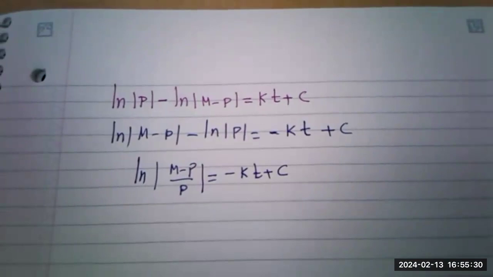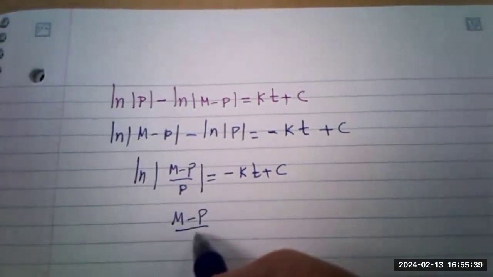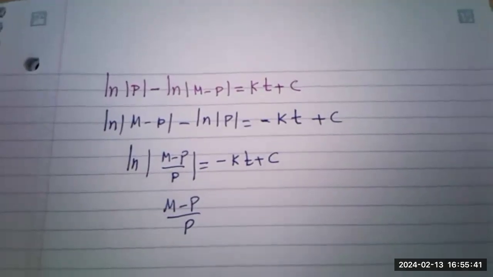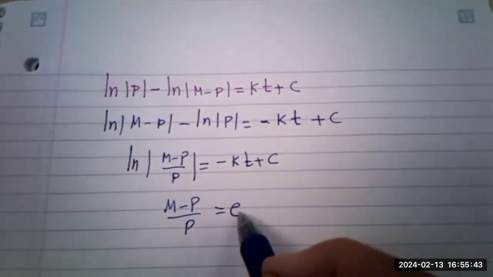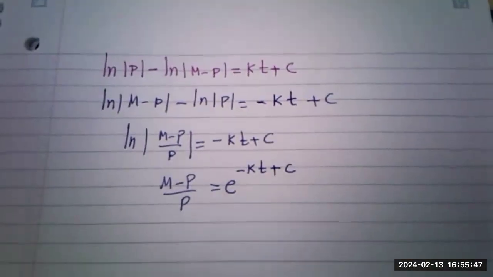So change it to the exponential form. The base of the natural log is e. So this would be (m minus p) over p equals e to the negative kt plus c. Okay, just the definition of a natural log.